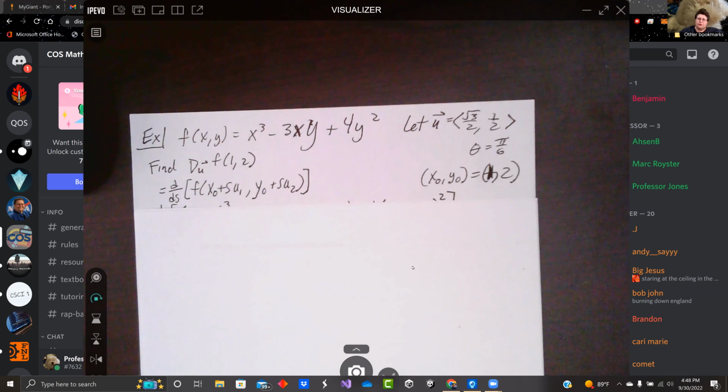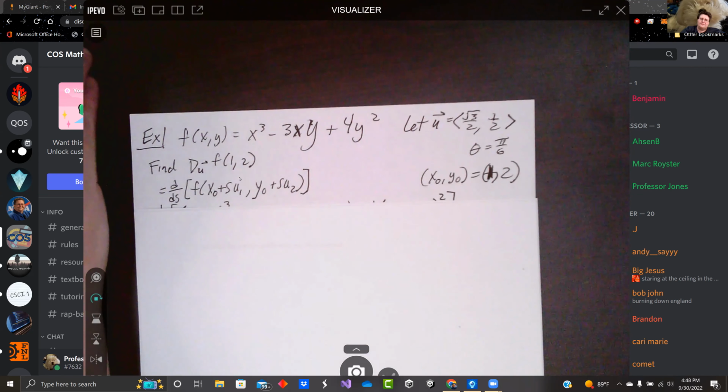Okay, so we're starting at 1, 2. We're taking a vector in the direction of u, root 3 over 2, 1/2, and we're going to find what the directional tangent is. So we have to take the derivative. D_u is the derivative with respect to arc length of the function. We're going to do f of x naught plus s u1 and y naught plus s u2.